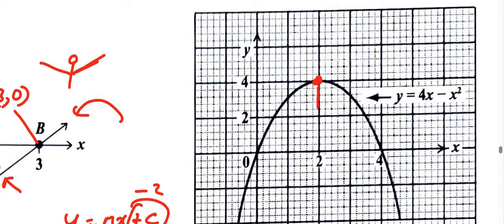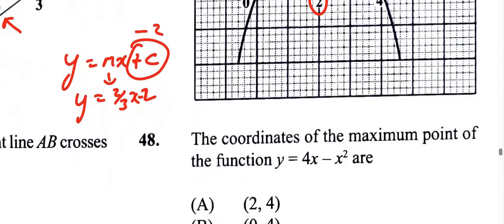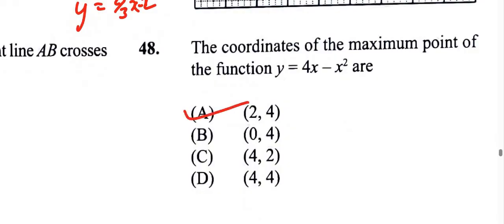And so the x coordinate is 2, x equals 2. And look at the y value, which is 4. Remember, when you write it as a coordinate, it's going to be x first, so that's going to be 2, 4. So looking at this one, A is the answer.